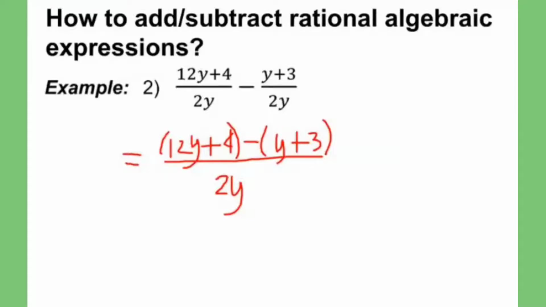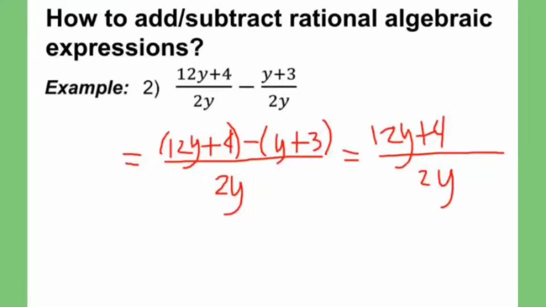Before we combine similar terms, make sure to distribute the minus sign in y plus 3. So we will have, we just copy the denominator and also 12y plus 4. So we take the negative of y, we have negative y, and the negative of positive 3, we have negative 3. We just distribute the negative sign in y plus 3.